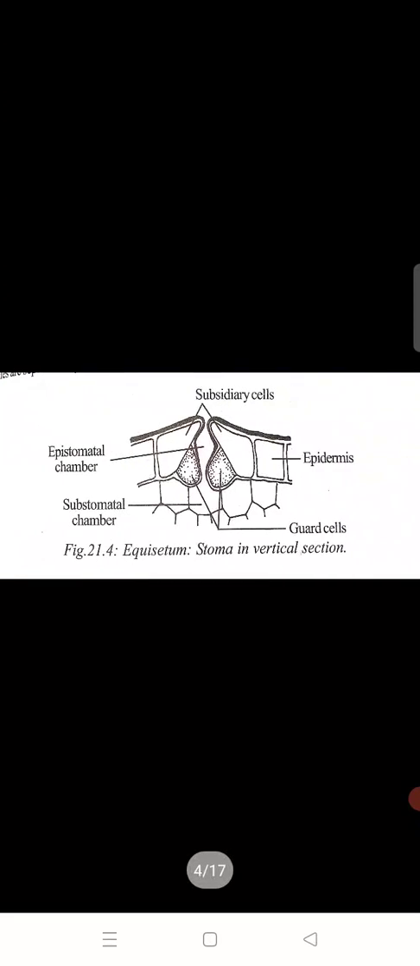The epidermis has stomata. Through this, exchange of gases takes place, and each stoma has a stomatal apparatus consisting of two subsidiary cells and two guard cells, and an epistomatal chamber and a substomatal chamber. So in this picture you can observe a vertical section of a stoma. There is a presence of two subsidiary cells, two guard cells, and an epistomatal chamber and a substomatal chamber.